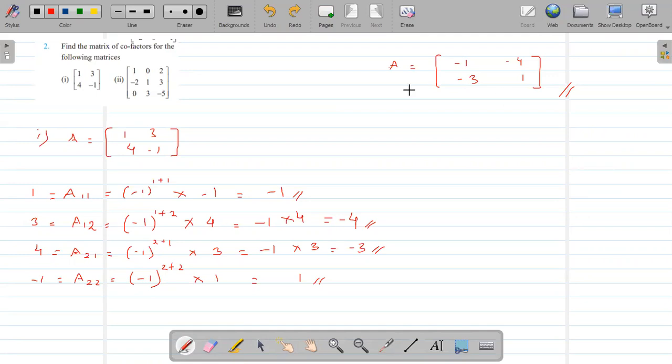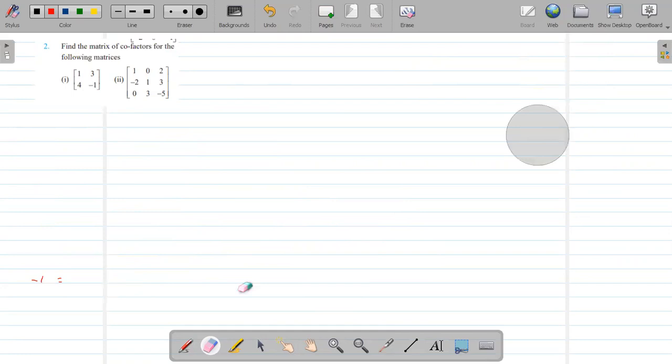Okay, now what about this 3 by 3 matrix? I think this is the last question which I'm going to explain to you. Why? Because I already explained how to find the cofactor of a 3 by 3 matrix. But still, if some people didn't understand, just look very carefully at how to find it. So 1, 0, 2, -2, 1, 3, and 0, 3, -5.